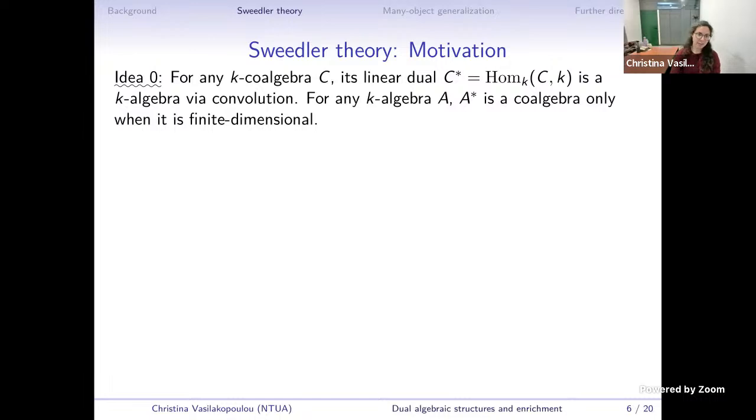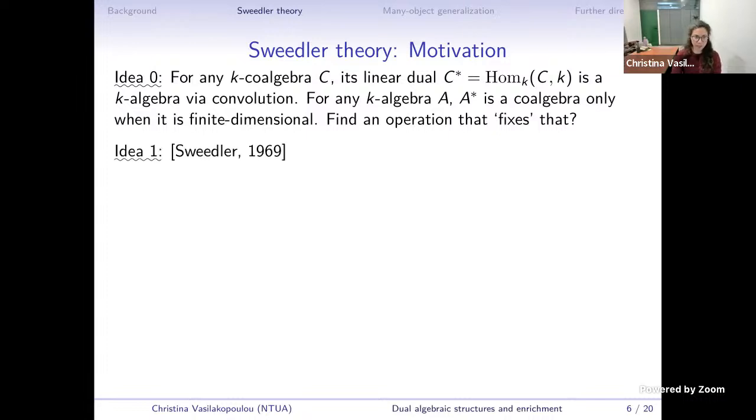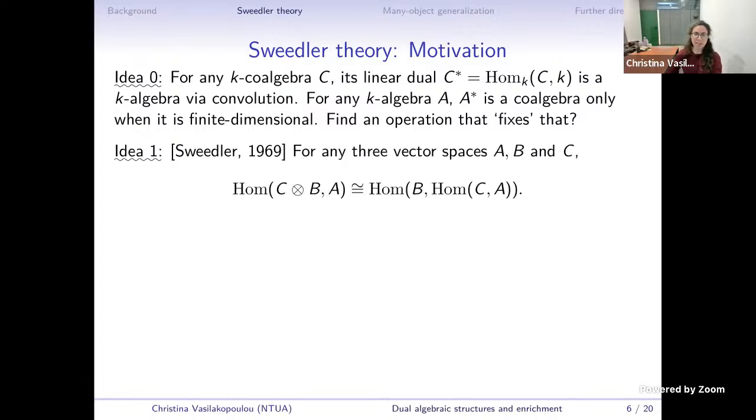So one idea that we can think of as underlying part of a special case of Sweedler theory is to find an operation that fixes this asymmetry, find something that works like a linear dual, but now is a coalgebra and has a nice correspondence that links it to the linear dual of a coalgebra. But Sweedler's idea, which can be found in his book Hopf Algebras back in 1969, is the following.